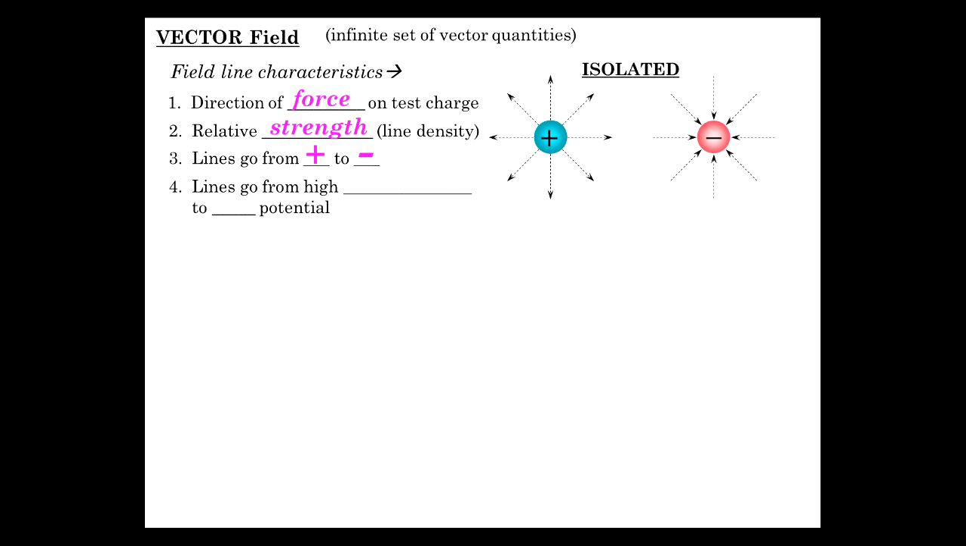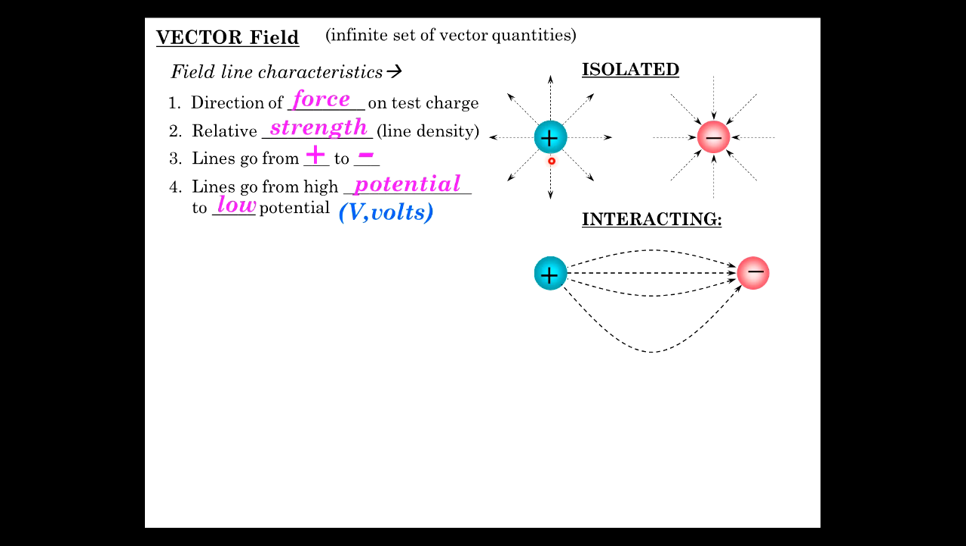But right now, these are showing isolated charges, not interacting with each other. We'll do that next. And the lines themselves also represent high potential to low potential. When we say potential, yes, we're really talking volts. So there's a higher voltage close in than further out.